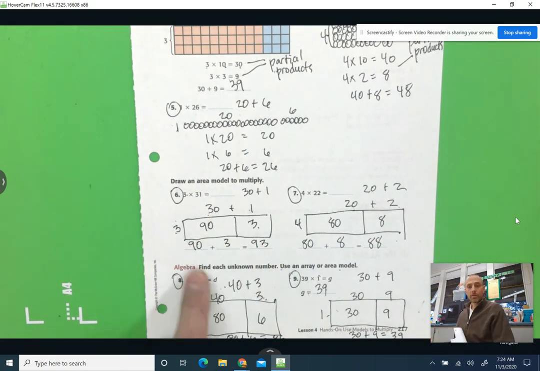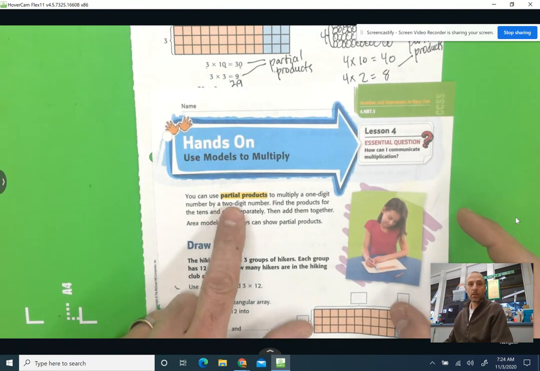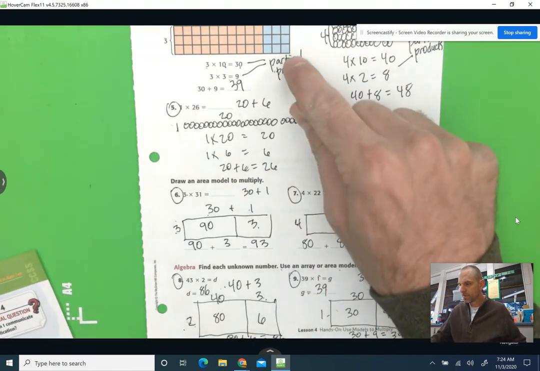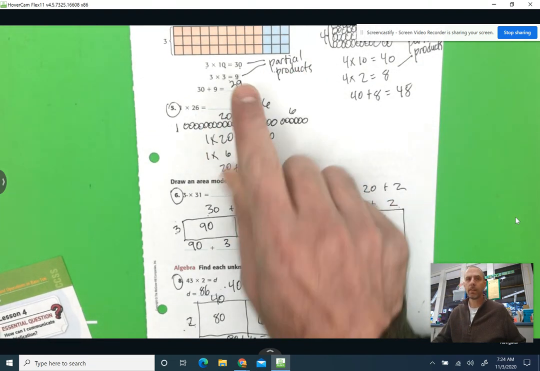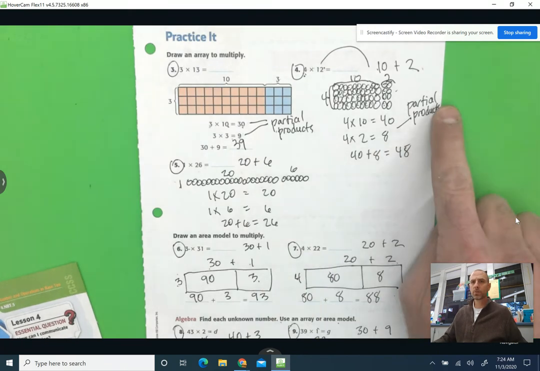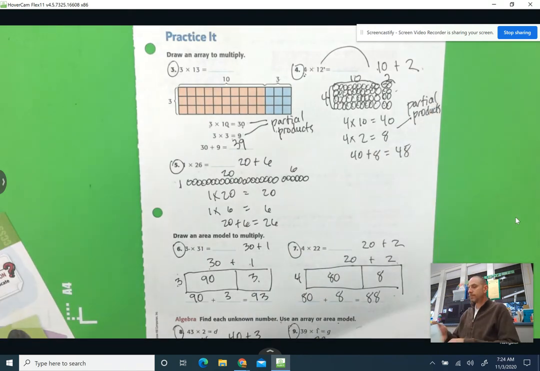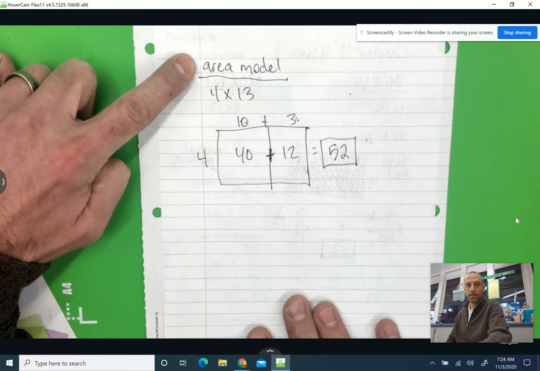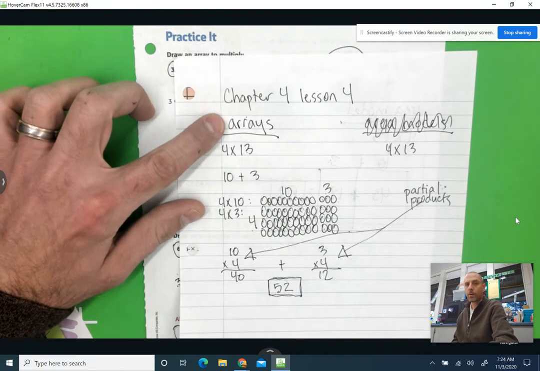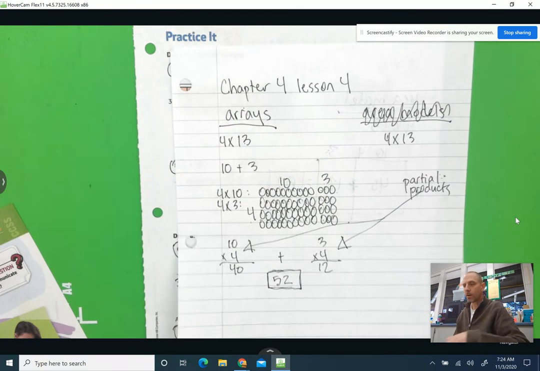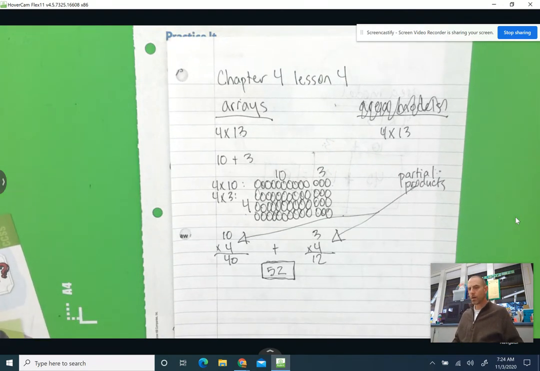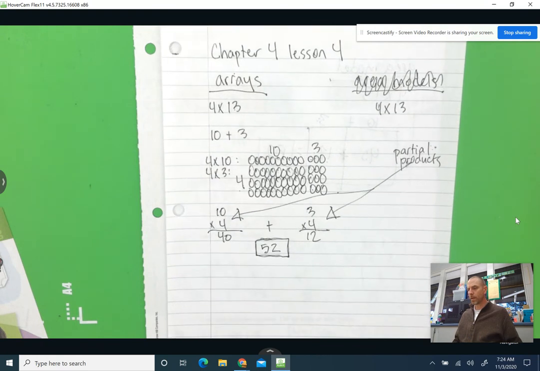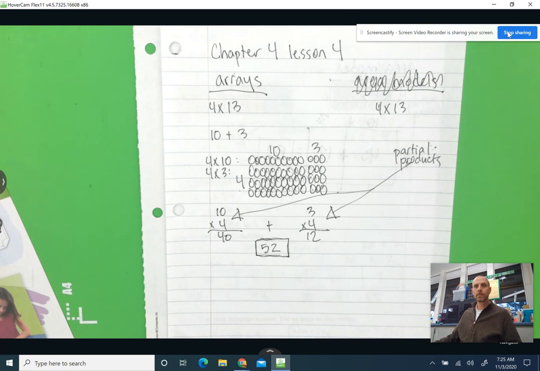Boys and girls, drawing arrays, drawing area models in order to find partial products, right? 2 partial products that we then add together to find the final answer. Okay, partial products, area models, and drawing arrays, right? Those are our 3 vocabulary words that we are going to be working with in our strategies for multiplying bigger numbers. All right, boys and girls, get those homework slides done.